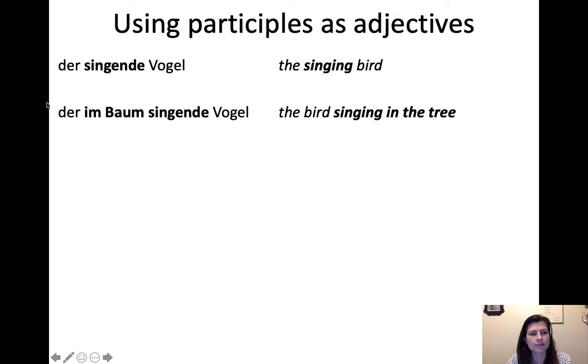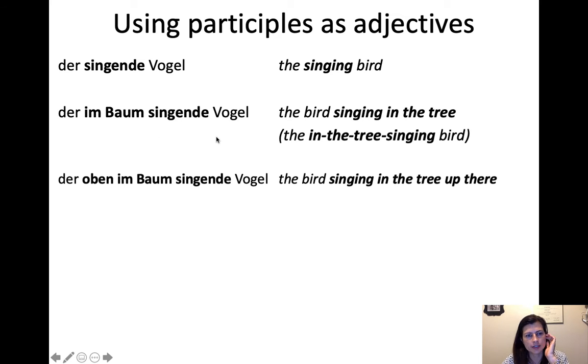But then we have der im Baum singende Vogel, the bird singing in the tree, which is actually the in the tree singing bird, right? The in the tree singing bird. So it might be a little confusing when you get to an article, der, and then you see this prepositional phrase coming after, and you're expecting some noun to come after the article, but it comes later, so it's being interrupted by this adjective.